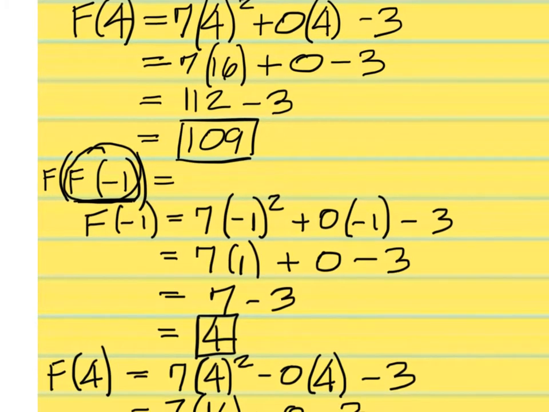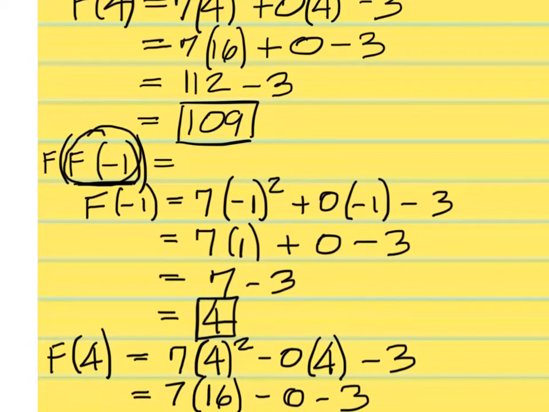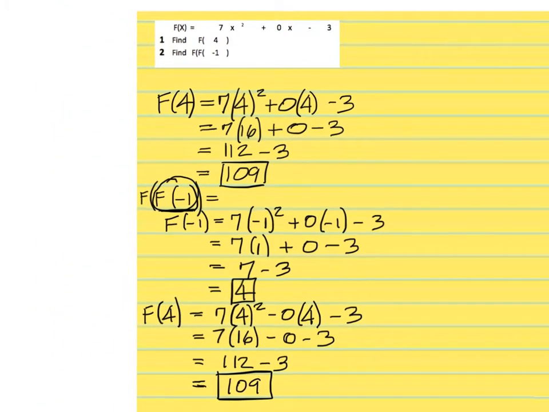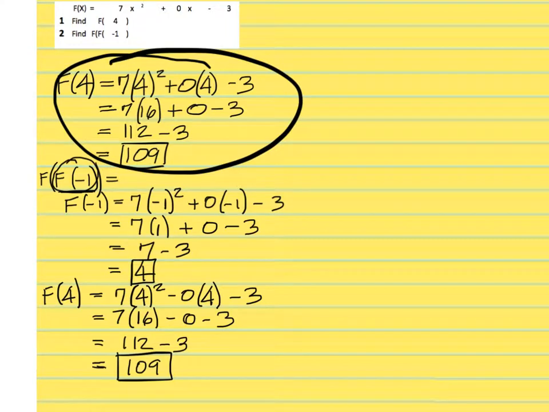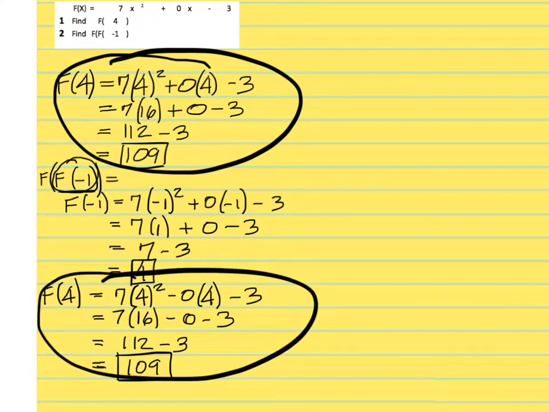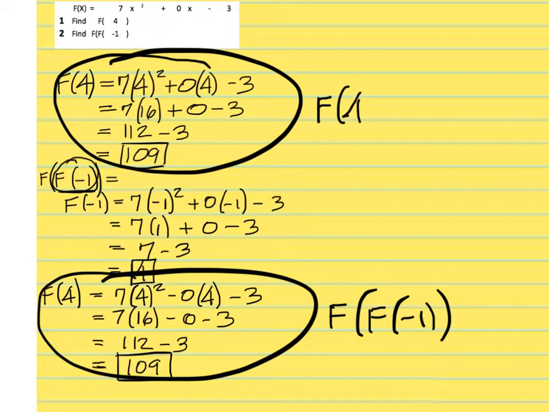Just because we have 109 for this answer and 109 for the first answer does not mean they both have to be the same. If you automatically put down the second answer as being the first, you will have it wrong in most cases. Your answer for the first part is this. Your answer for the second part is this. This is f of f of negative 1. This was f of 4. Two different evaluations.